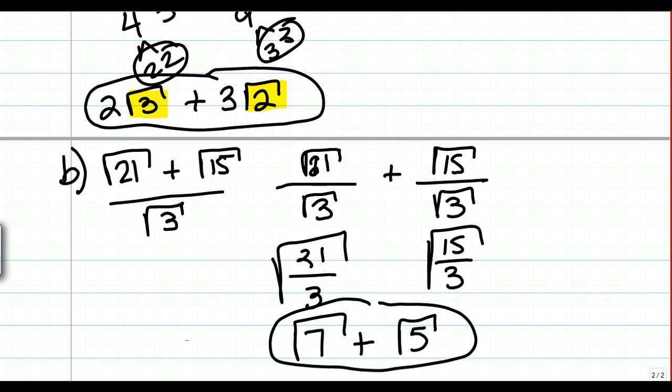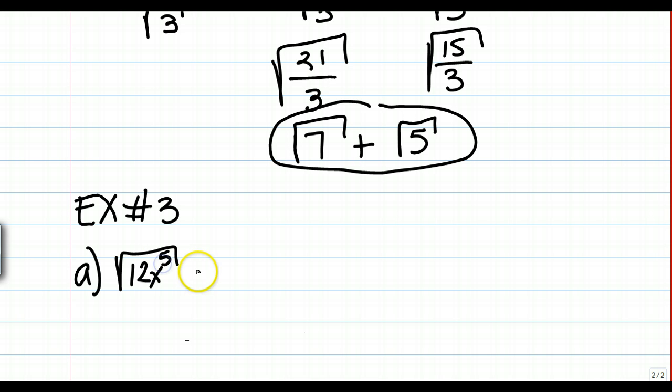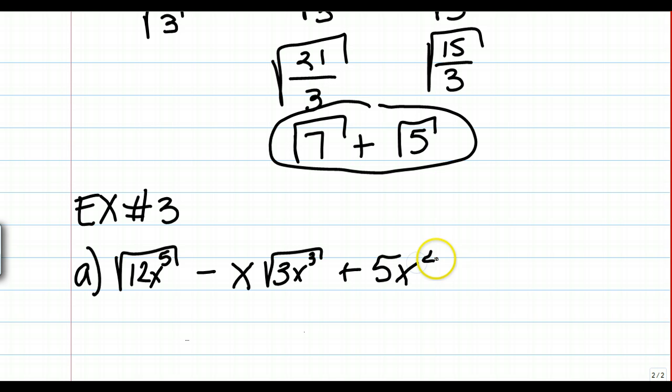Okay, we have 2 more and then we're done. Example number 3. The square root of 12 x to the 5th minus x times the square root of 3x to the 3rd plus 5x squared square root of 3x. Okay, so we're going to look inside the radicals and we're going to see if we can simplify them.